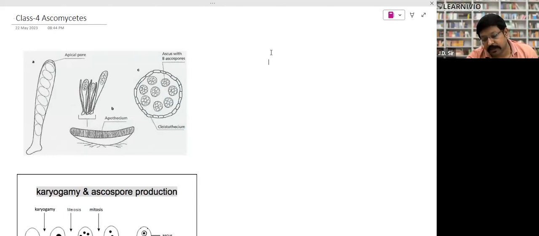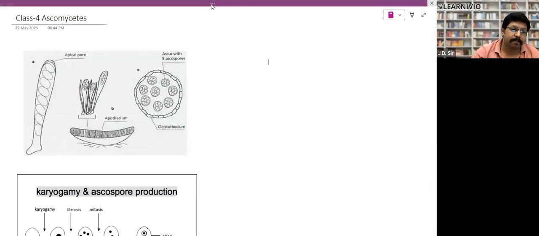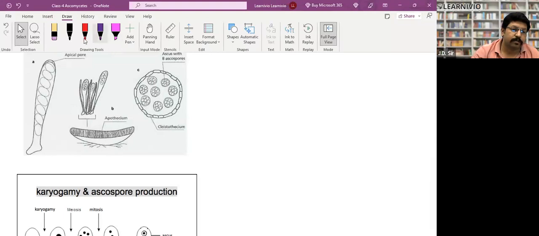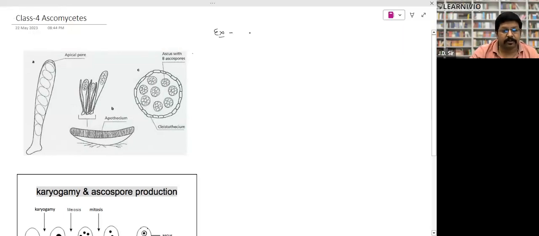Morchella is an example of this one. Let me tell you the example. Morchella, the best example of Ascomycetes, is also known as Morel. Have any of you heard about the Gucchi? Not Gucci, I'm not talking about that accessories brand, right? Anybody? Gucchi.